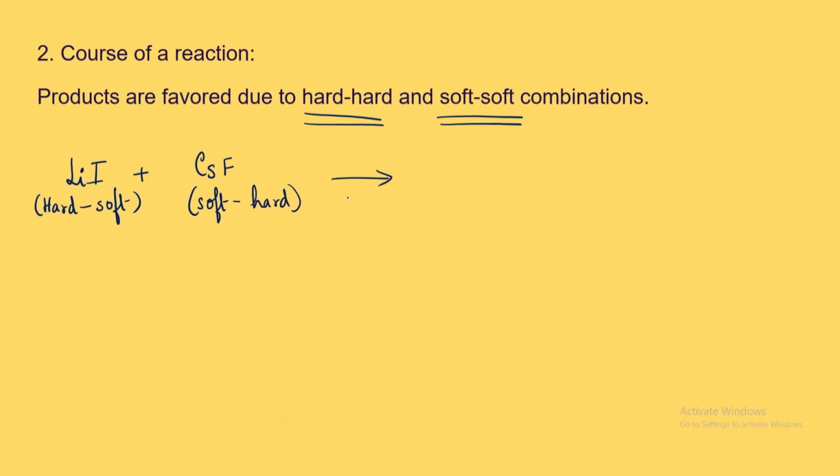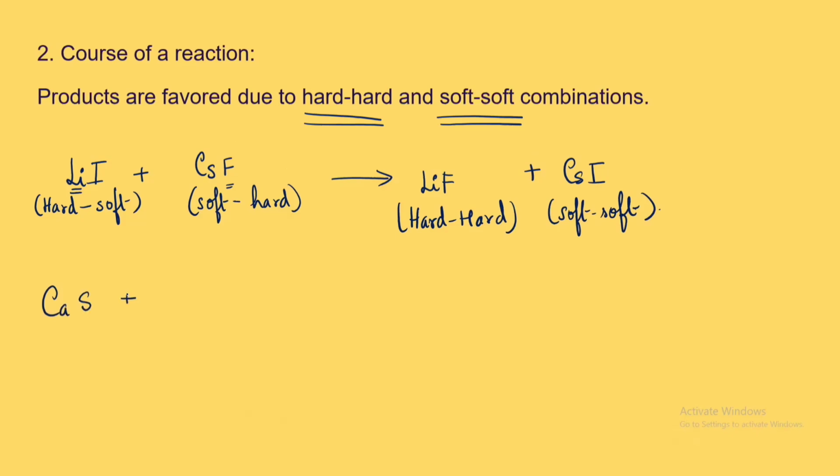So again, soft-hard. Now it is easily predictable what products will form and why the forward reaction is favored. It will lead to the formation where hard and hard combine together. So you get lithium fluoride, where it is hard and hard, right? Along with that, you get cesium iodide. So here it is soft and soft, right?